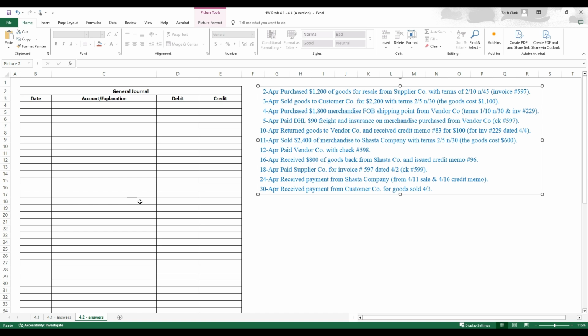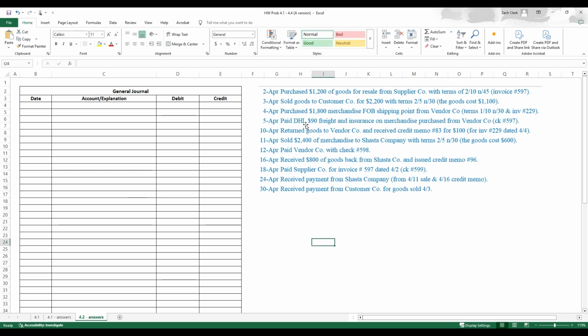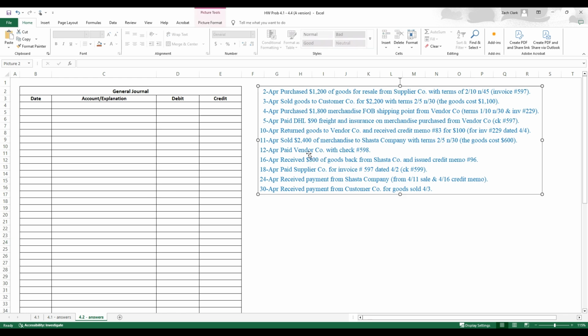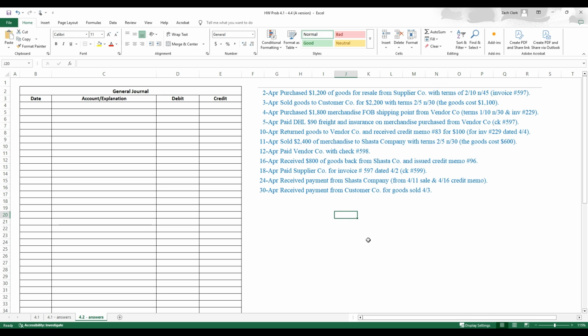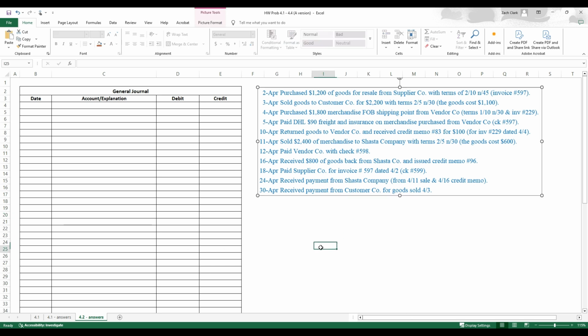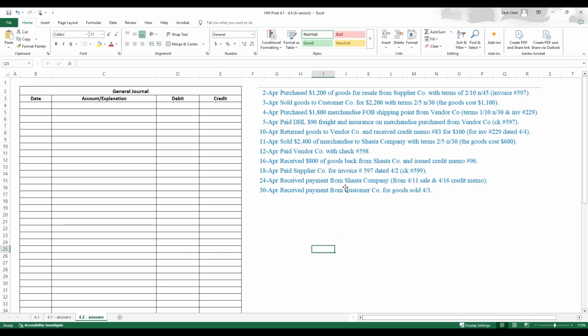Hi everyone. In this video we're going to look at homework problem 4.2, and again, as I mentioned in homework problem 4.1, I've got a snip here, a little screenshot of the information from the physical packet that you'd have in paper form. I'll leave this snip here in the Excel if you want to look at that, but just as a reminder that the problem is also within your paper packet for homework problem 4.2.